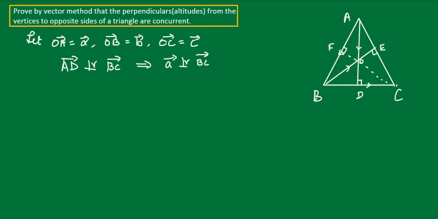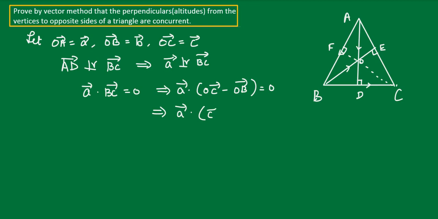Now the vector directed from the vertex A is perpendicular to the base BC, that is AD is perpendicular to BC, or we can say A vector is perpendicular to BC vector. So the perpendicular condition, A dot BC vector is equal to 0, which implies A vector dot BC vector can be written as OC vector minus OB vector is equal to 0, which gives us A vector dot C vector minus B vector is equal to 0, which implies that A vector dot C vector minus A vector dot B vector is equal to 0. This is equation number 1.